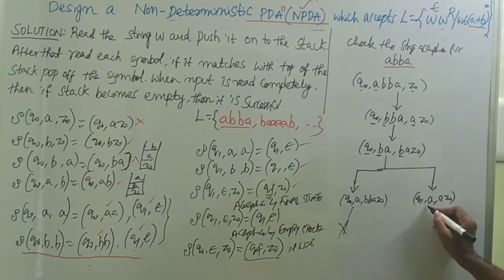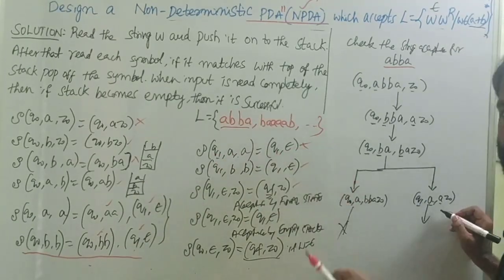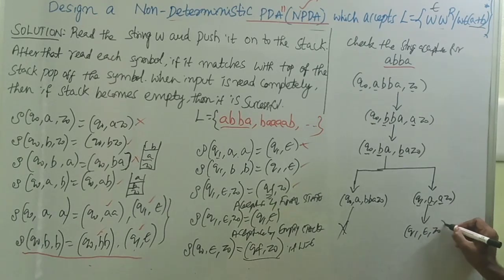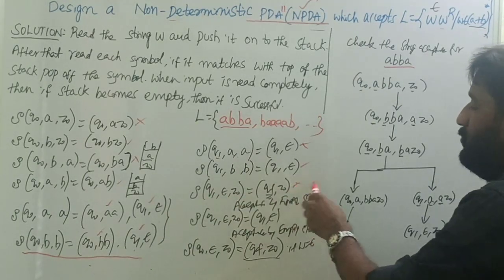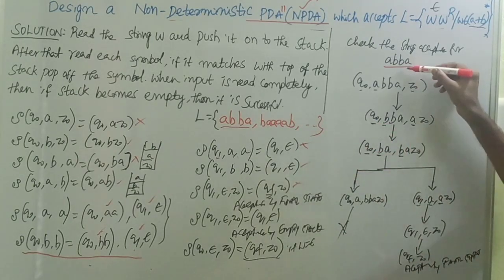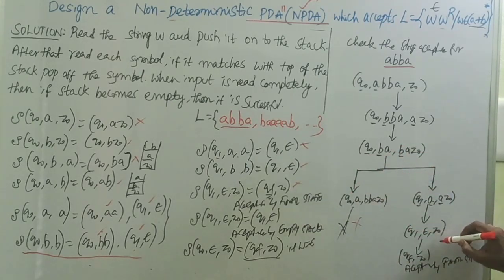Then process this one. On Q1, the present state is Q1, input symbol is A, top of the stack is A. So you can use this: do the pop operation, remaining on the same state, Q1 comma epsilon comma Z0. If you remove A from this, Z0 only. So Q1 epsilon Z0, move to the final state, QF comma Z0. So this is acceptance by final state. This is the meaning of non-deterministic pushdown automata. If you accept this string, there can be more than one path of derivation for this string. So this path is not the correct path, this path is the correct path.